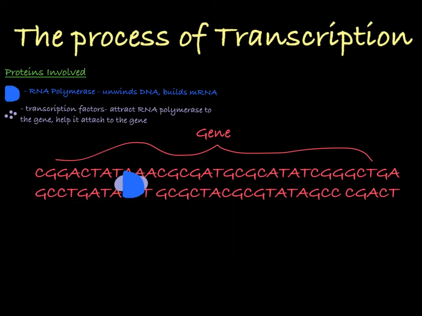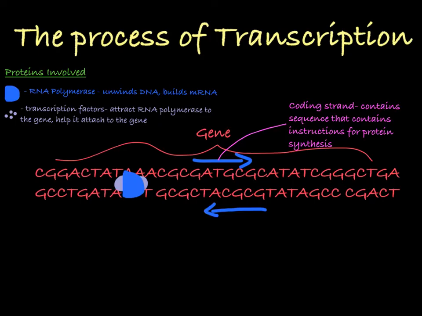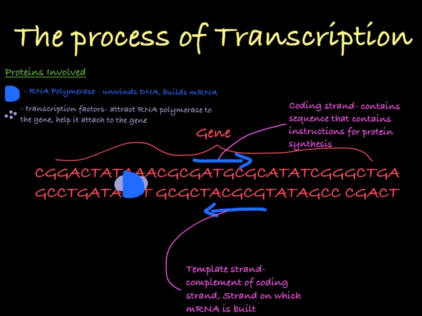So if we look at a gene in DNA, we see that there are two strands of DNA running anti-parallel. One strand contains the nucleotide sequence that has the instructions to build the protein. This is called the coding strand. And the other strand is simply the complementary strand, which is called the template strand. To make a molecule of mRNA that is a copy of the coding strand, the mRNA strand will be built complementary to the template strand of the gene. This way, the sequence of the mRNA is simply the RNA version of the coding strand of the gene.